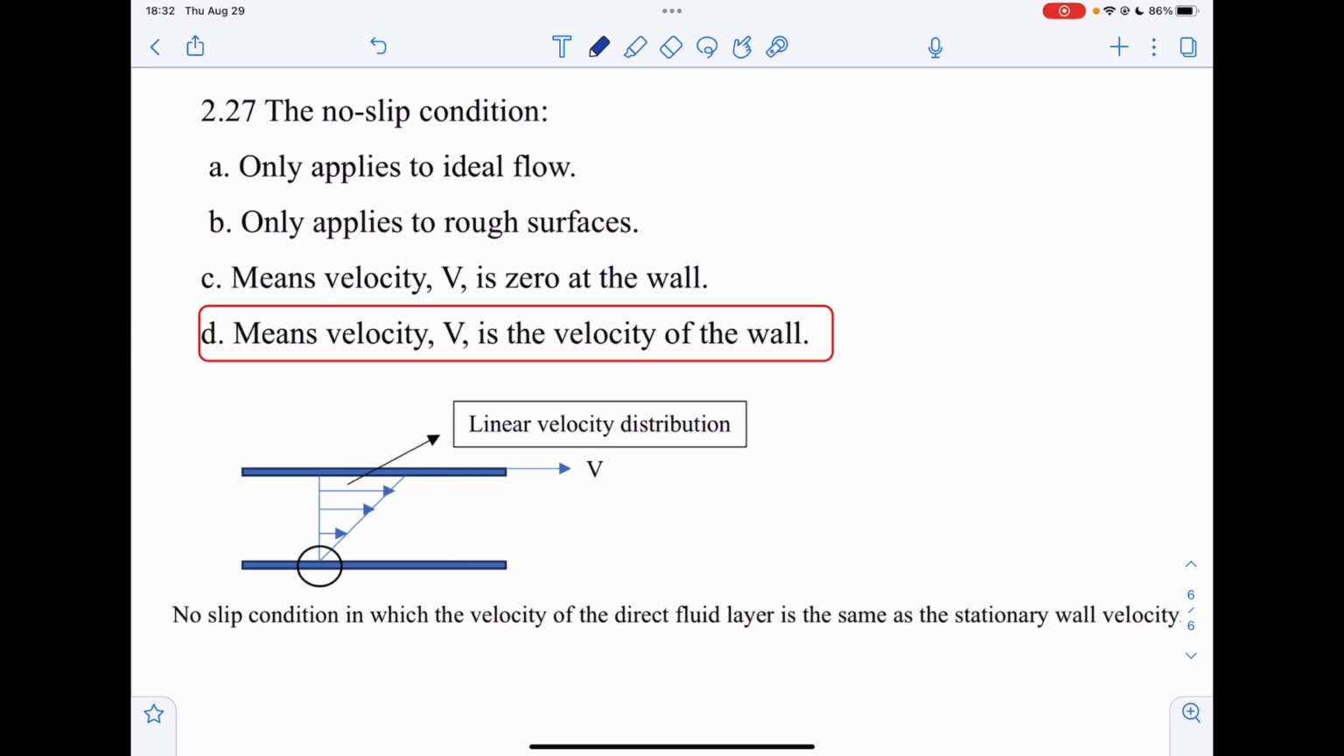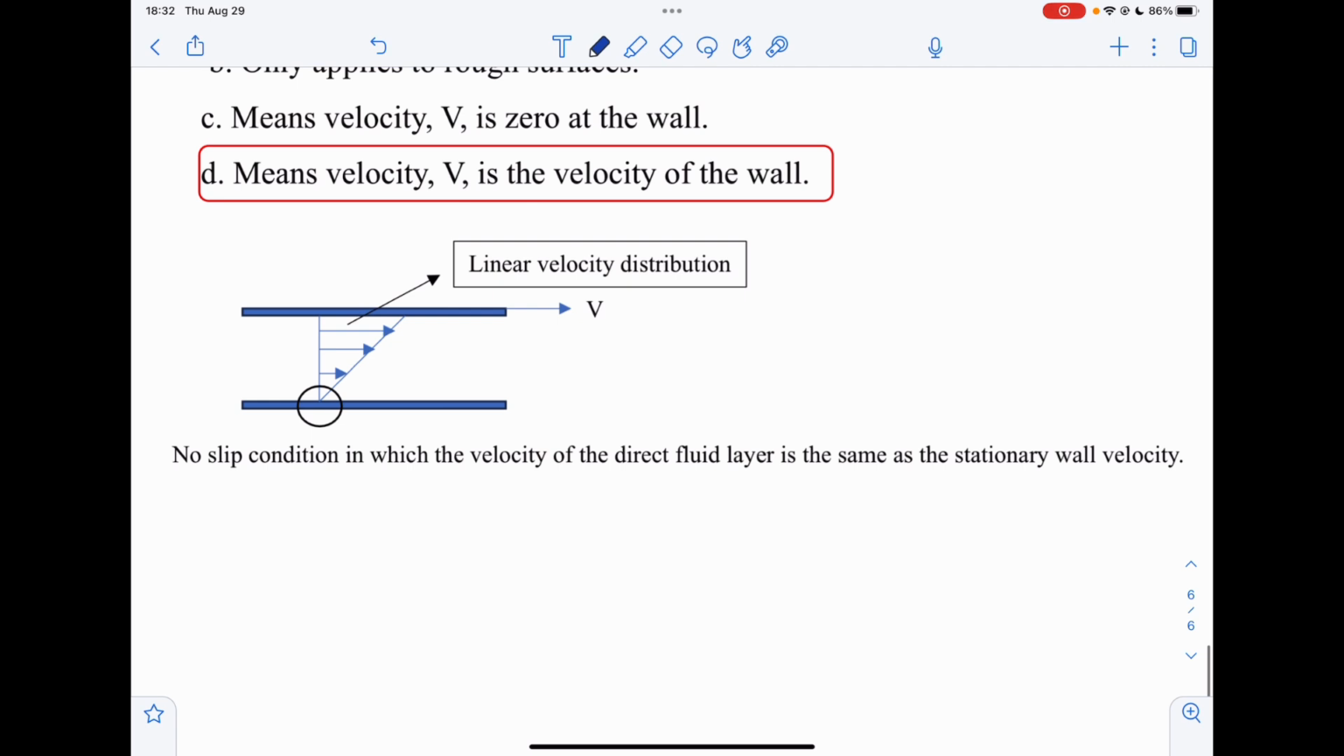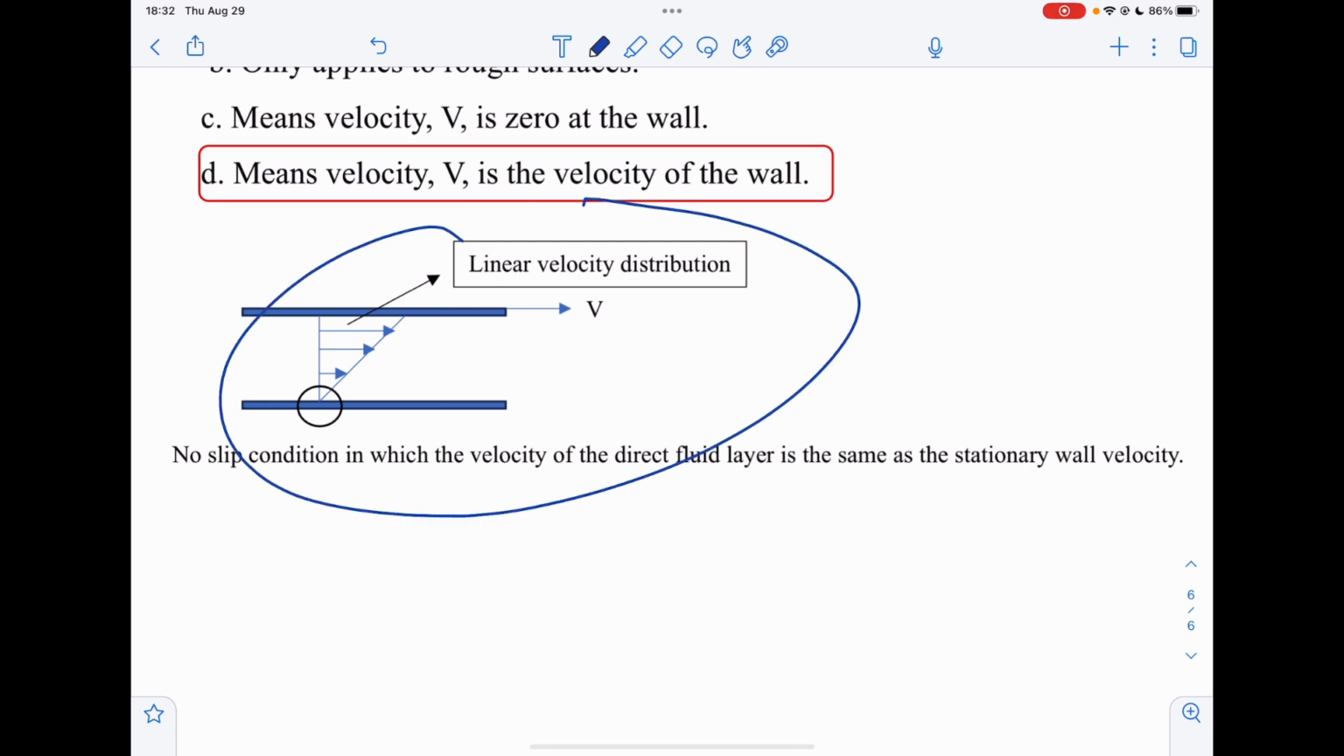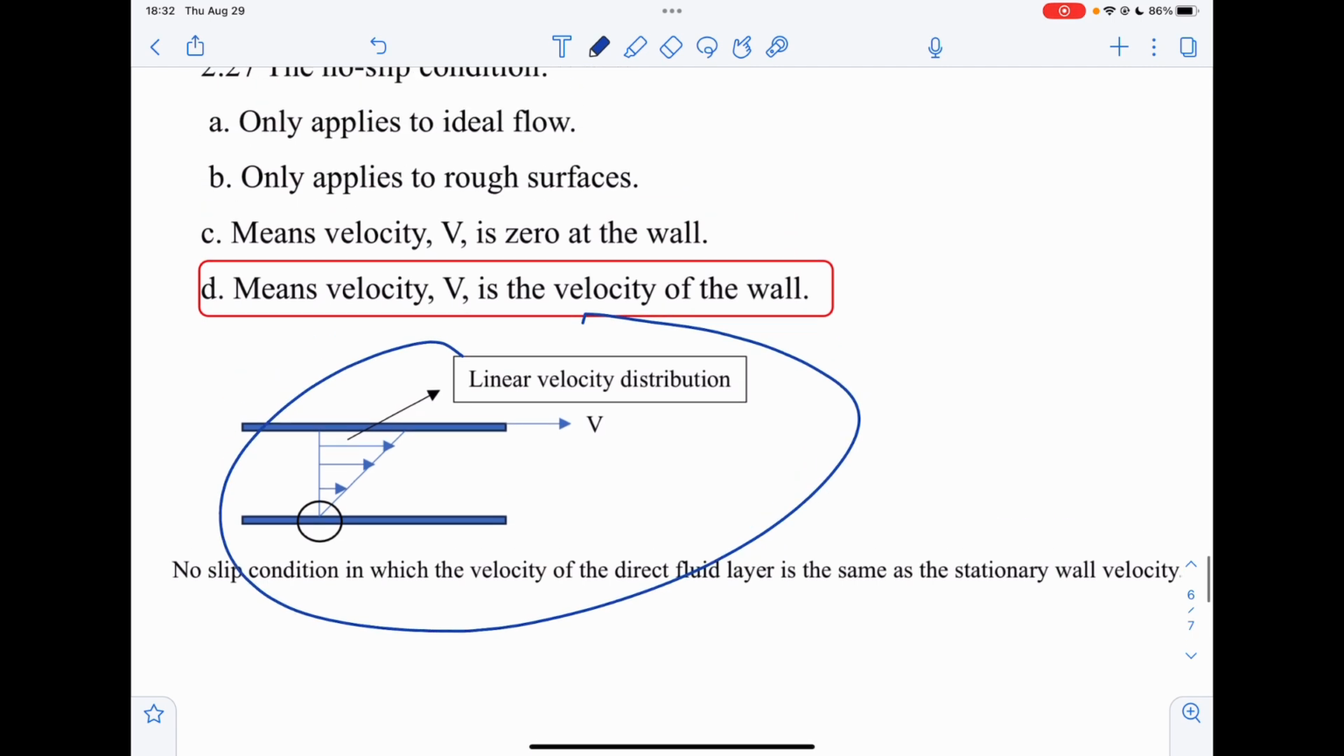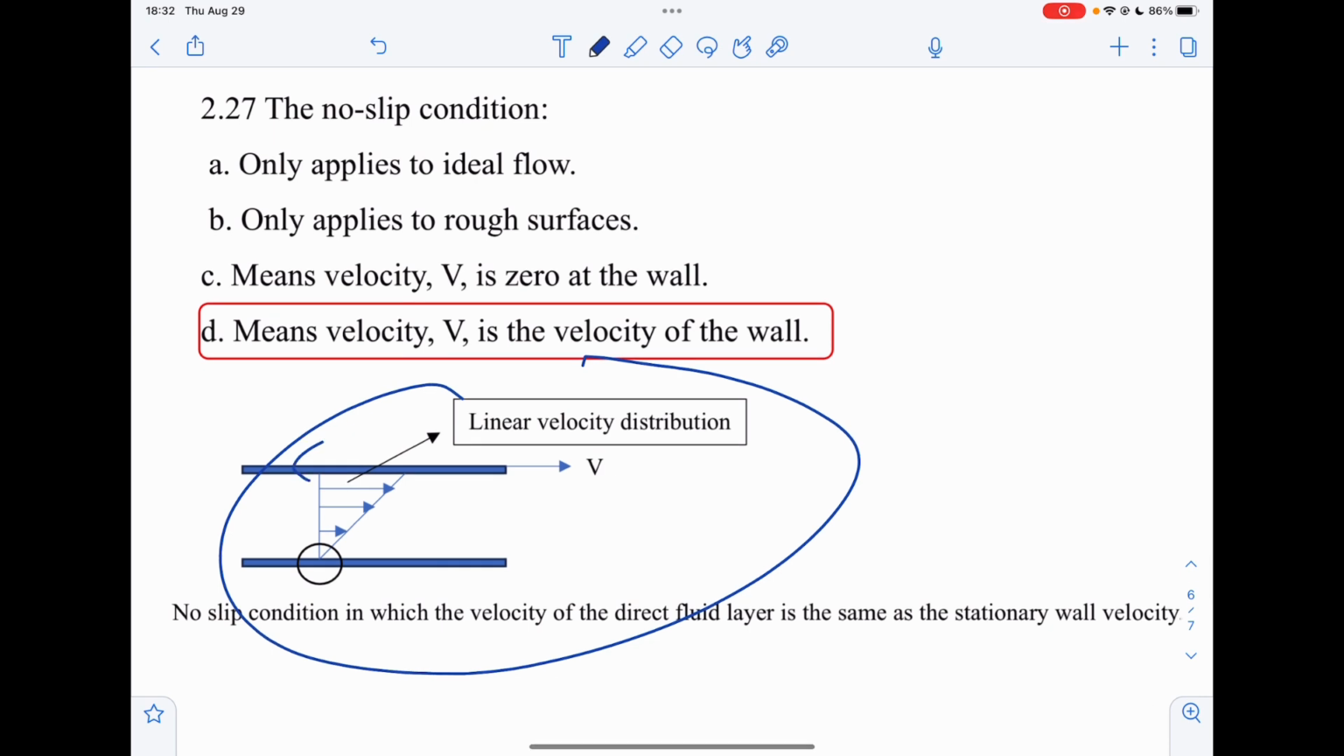Here is a graph for this problem. You can see the non-slip condition actually is at both of the walls. One is moving, one is stopped. So it can be either 0 or velocity V, but they both equal the wall velocity here and here. So for this problem, you choose D.